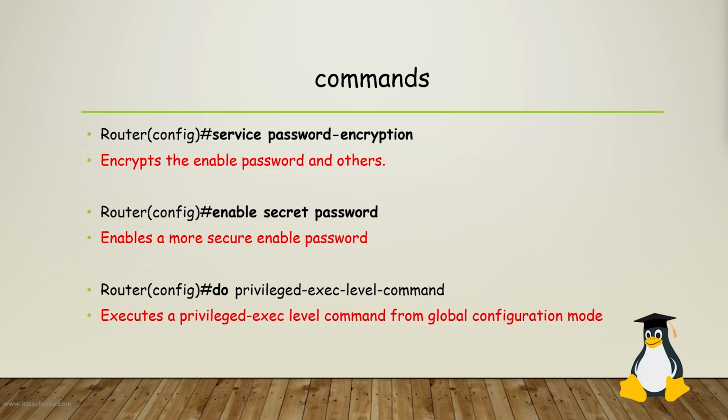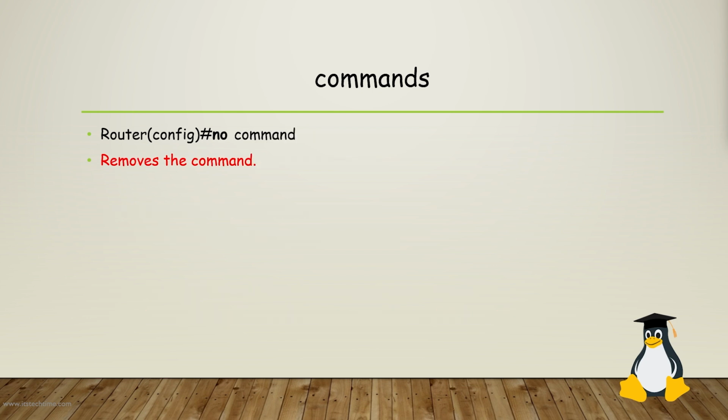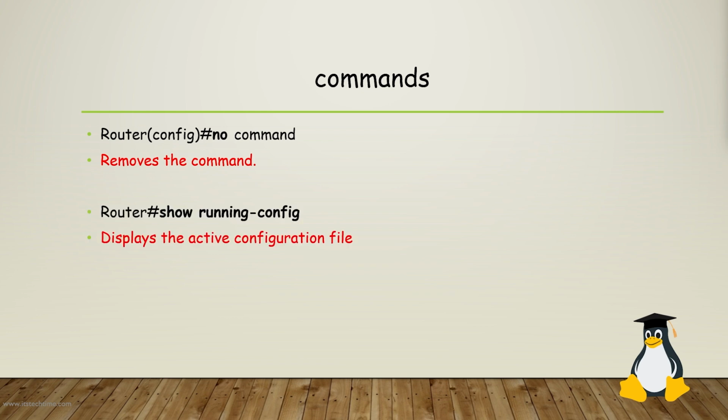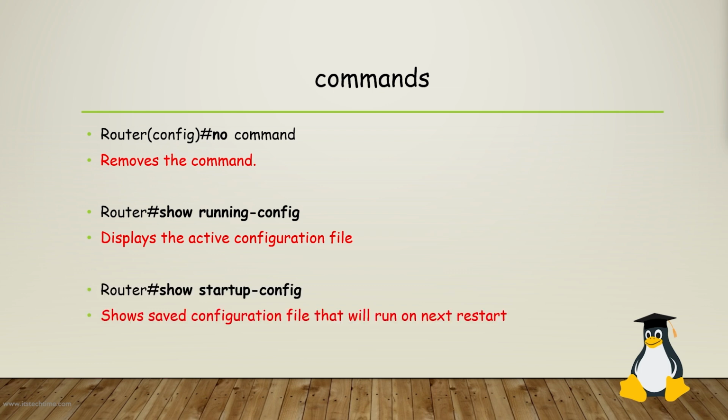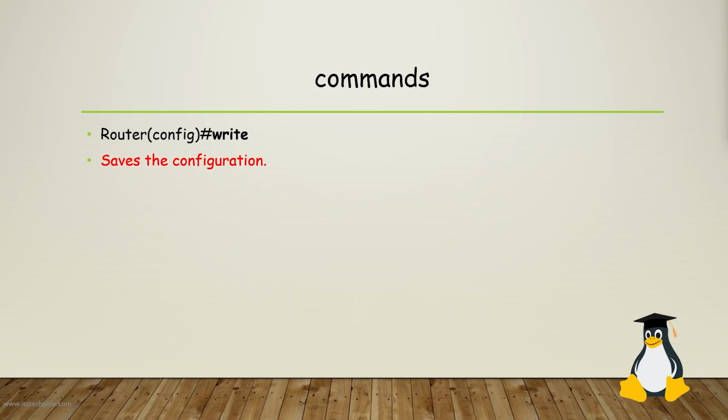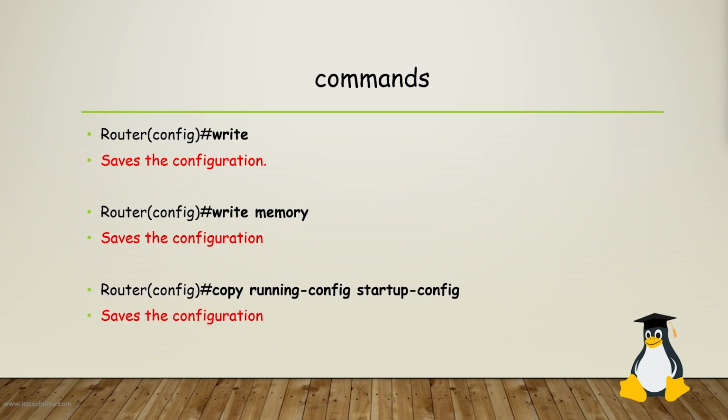We have the do command, which allows you to execute privileged exec level commands from the global configuration mode. We have the no command that removes the command. We have the show running config command, which displays the active configuration file. We have the show startup config, which shows the saved configuration file that will run on next restart. We have the write command, which saves the configuration file. We have the write memory command, which also saves the configuration file. And we have the copy running config startup config command, which saves the configuration file.